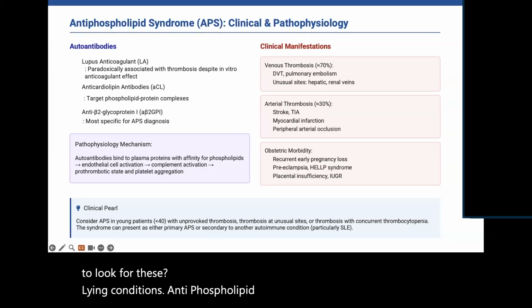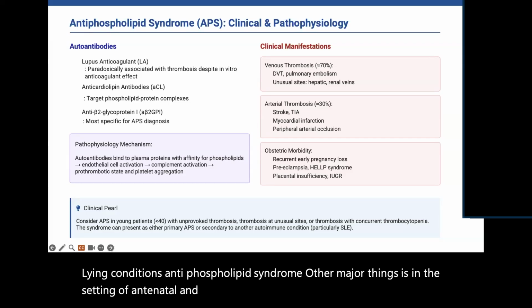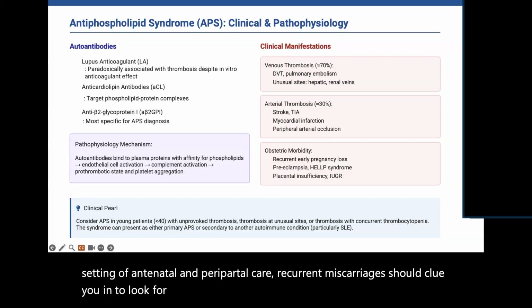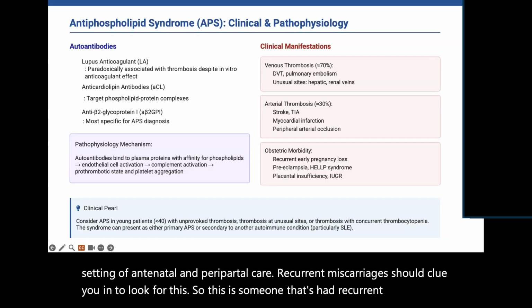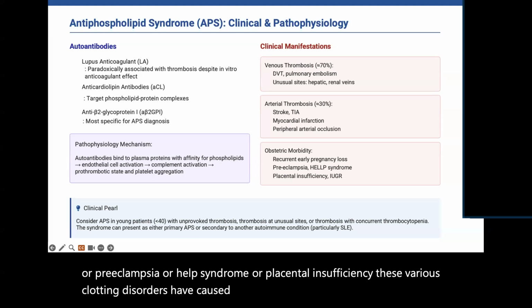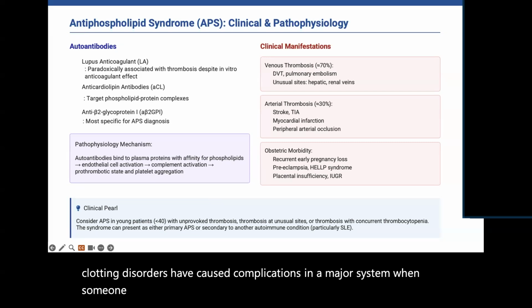Antiphospholipid syndrome. Other major things, in the setting of antenatal and peripartal care, recurrent miscarriages should clue you in to look for this. So this is someone that's had recurrent miscarriages or preeclampsia or HELLP syndrome or placental insufficiency. These various clotting disorders have caused complications in a major system. When someone has that, you need to go looking for these conditions.